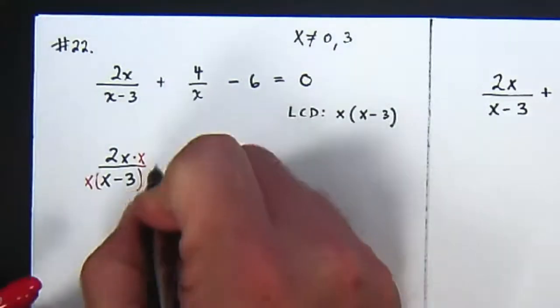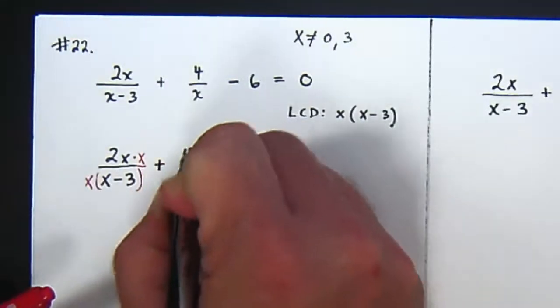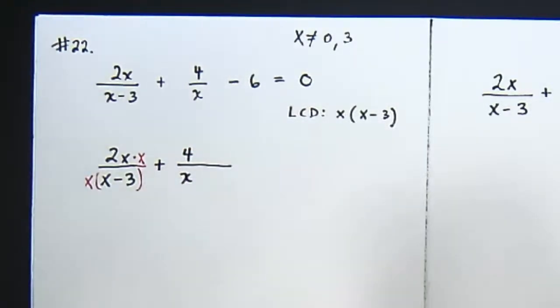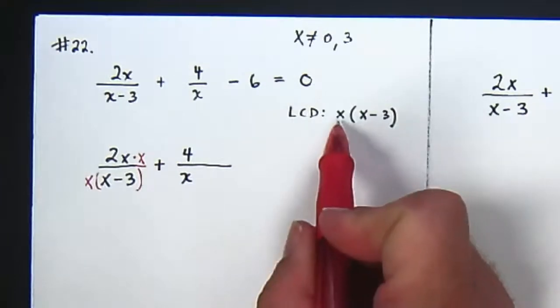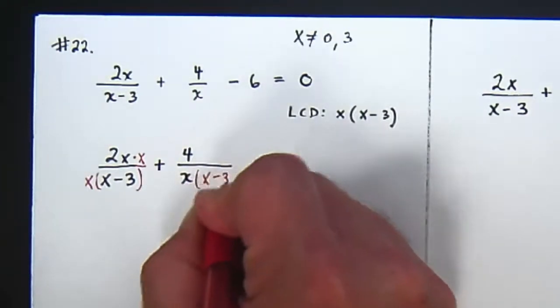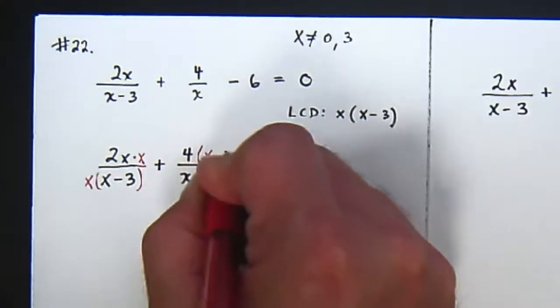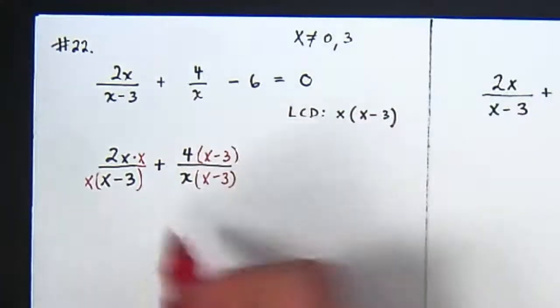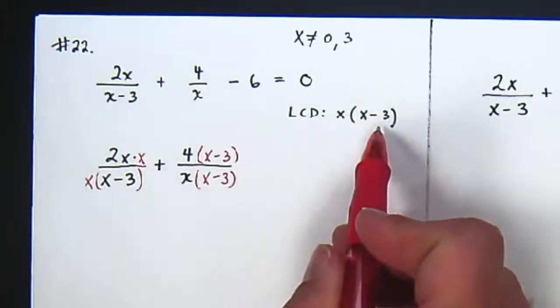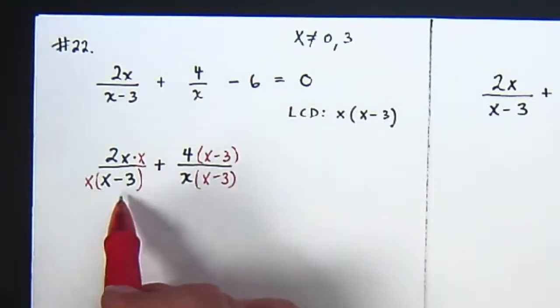And I'm going to keep doing that. I'm going to create common denominators. So this has a 4 and an x. I need to multiply that by 1 to create the LCD. What's missing? X minus 3. So I'm going to multiply by x minus 3 over x minus 3, which is 1, and that is the right one. That's the one I want so that these denominators will match.